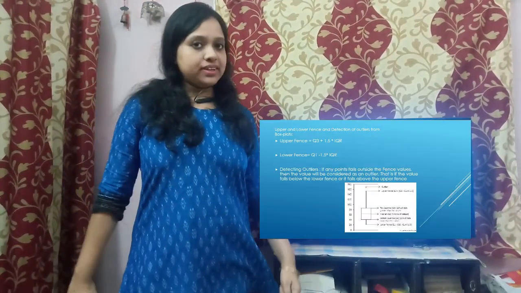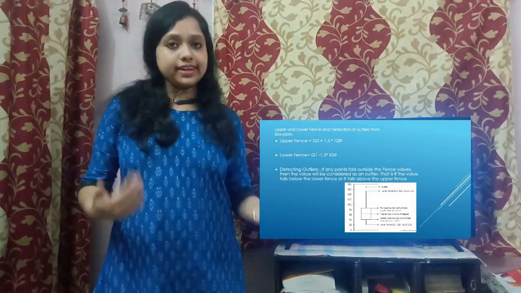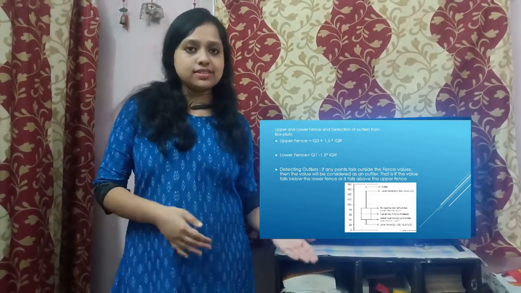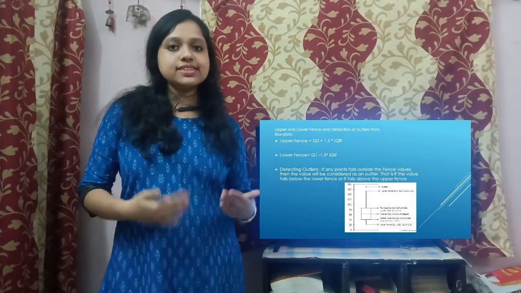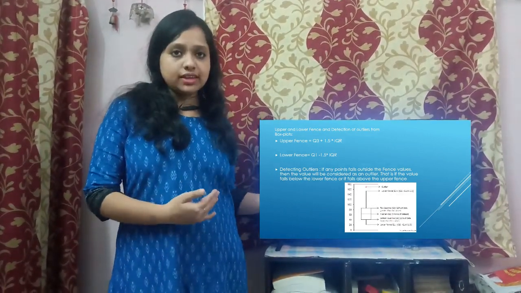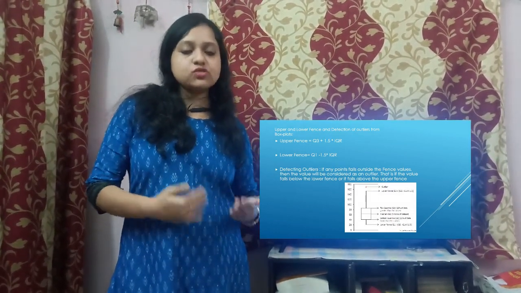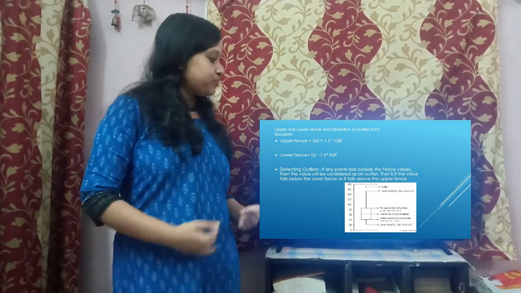Now that we have compared the two box plots, we'll see how to detect an outlier. So before detecting an outlier, we need to calculate the upper fence and the lower fence. What is an upper fence? Upper fence is Q3 plus 1.5 times IQR. And what is lower fence? Lower fence is Q1 minus 1.5 times IQR.